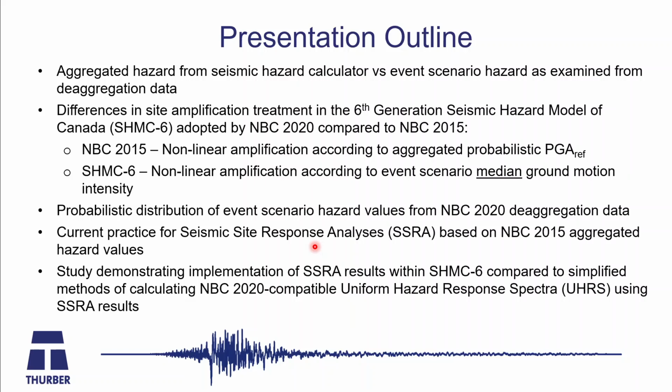Then we're going to compare those results to what we would get from simplified methods, where we calculate uniform hazard response spectra using site response analysis results in a way that's compatible with how amplification is treated in NBC 2020.